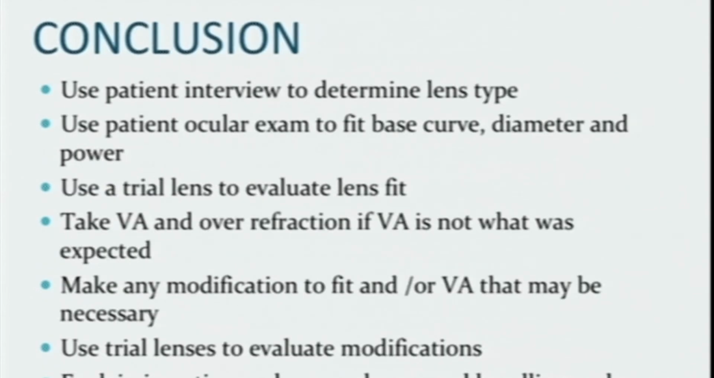Conclusion: use patient interview to determine the lens type, and the ocular examination to evaluate the base curve, diameter, and the power of the patient. And you should have a trial lens set to evaluate the lens fit. And you will have to take the visual acuity and over refraction if the visual acuity is not what was expected. Make any modification to the fit, and use trial lenses to evaluate the modification.